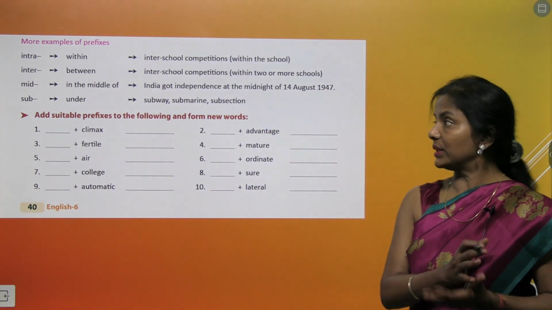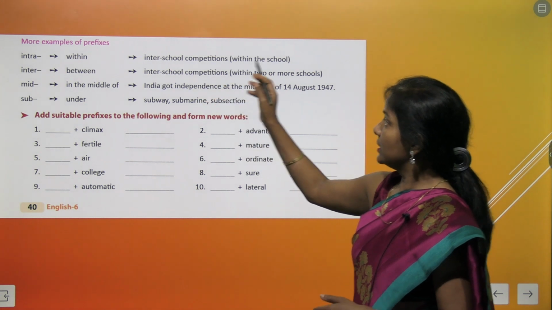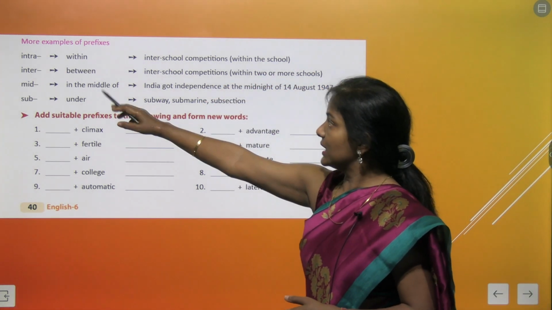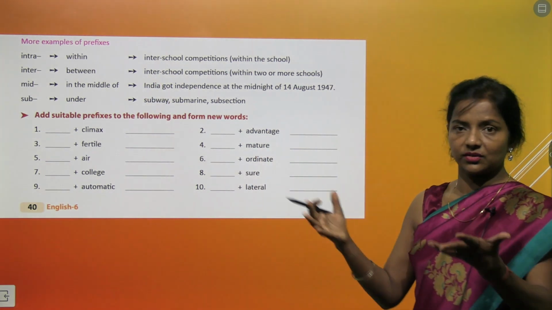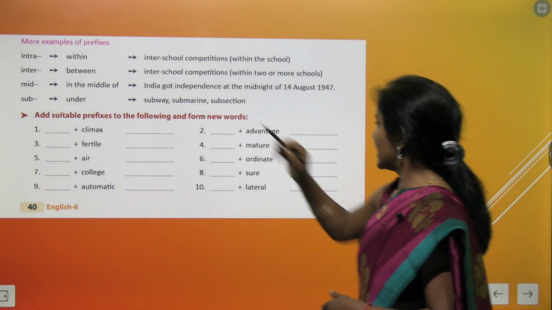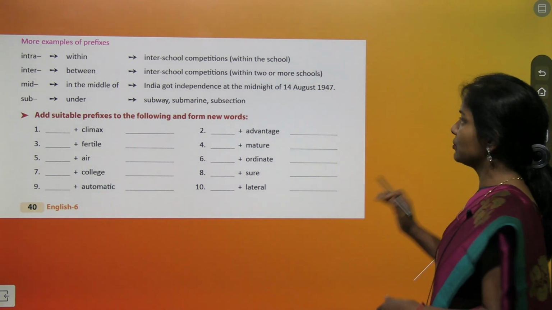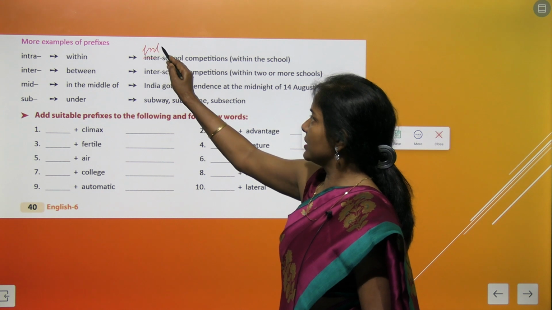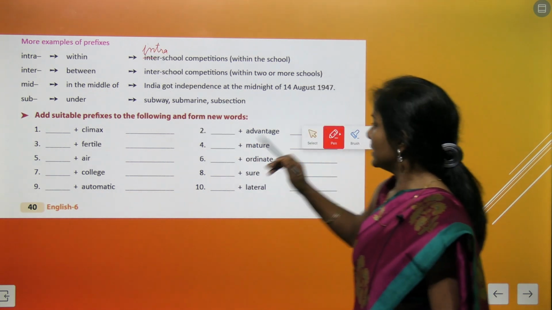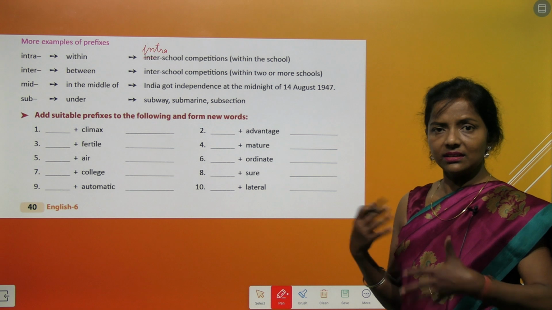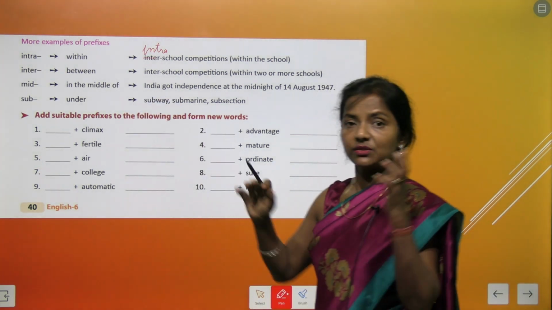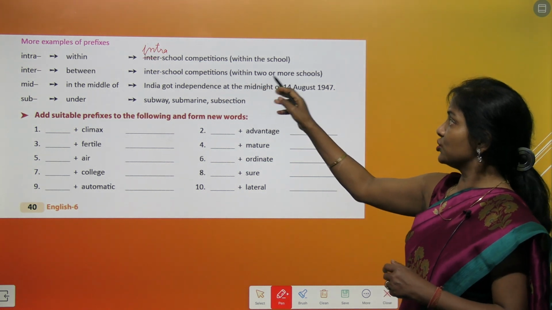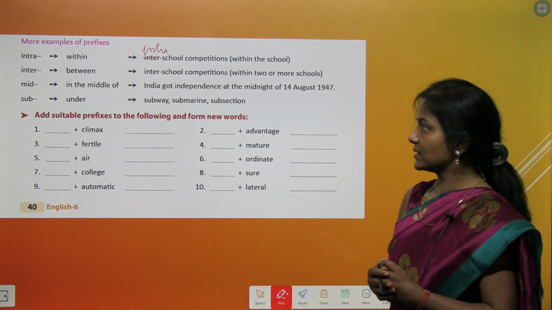Intra means within. Intra-school competitions, within the school. It's not inter, this is intra. Intra-school competition. Fine, children? Intra means within the school. Inter means between. Inter-school competitions, between two or more schools.